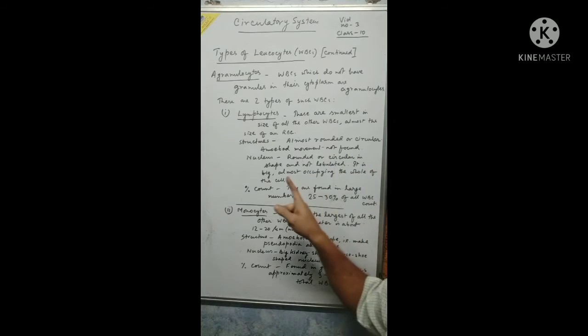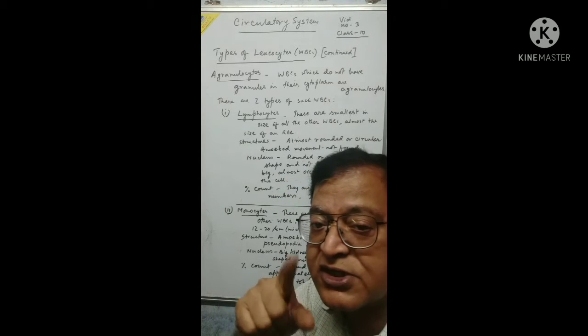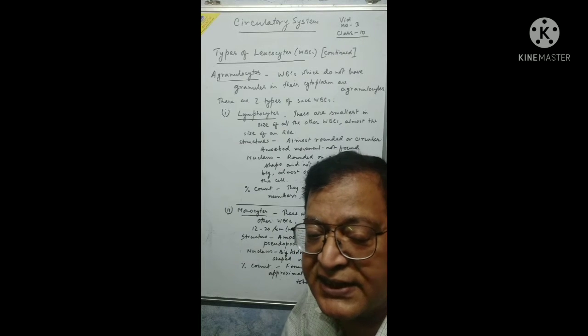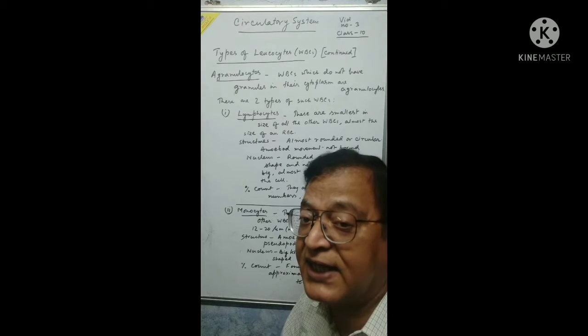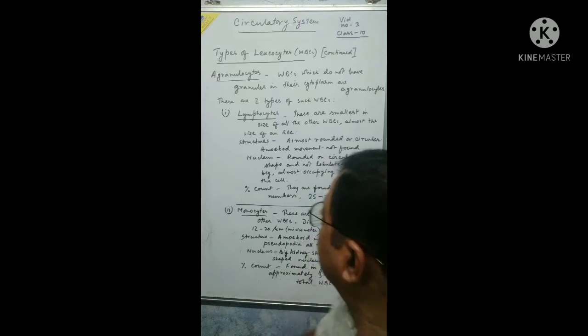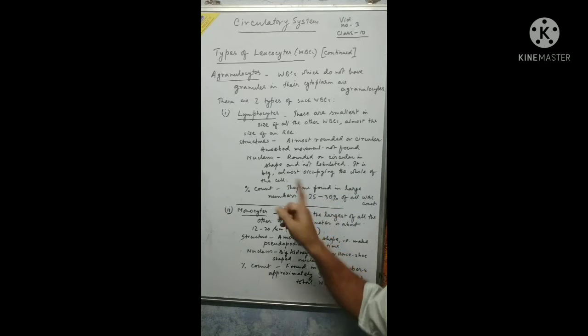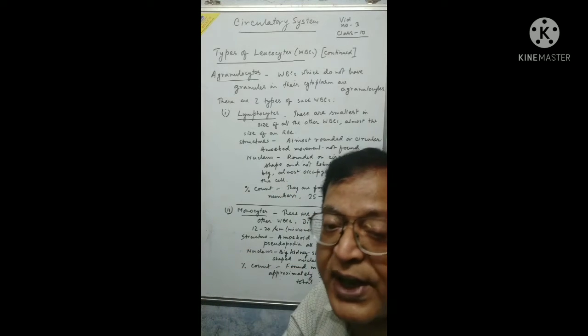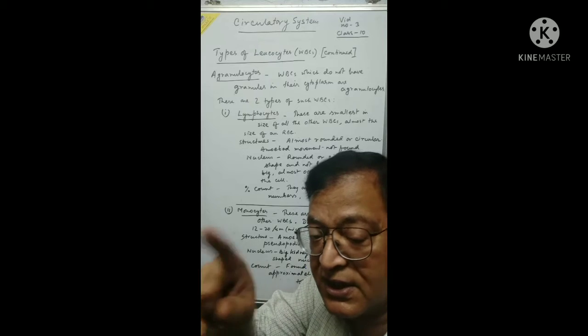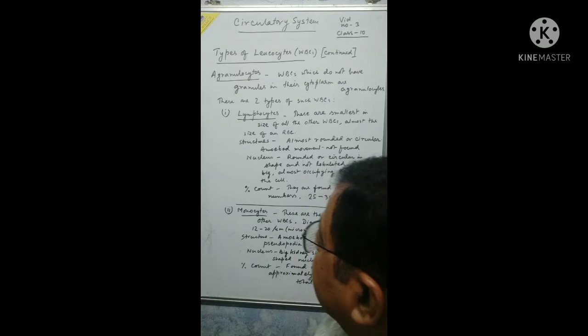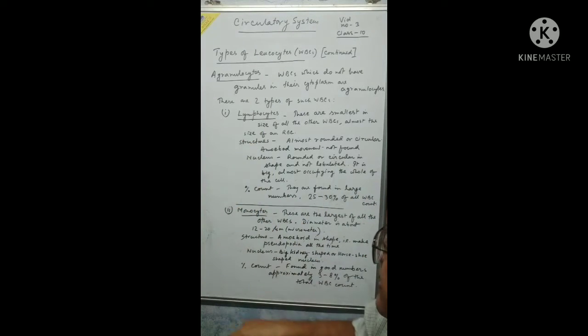Amoeboid movement is not found. The nucleus is almost rounded or circular, and it remains like that, not lobulated, unlike other WBCs that we have found. It is big, occupying almost the whole of the cell. So that is the characteristic of lymphocytes.